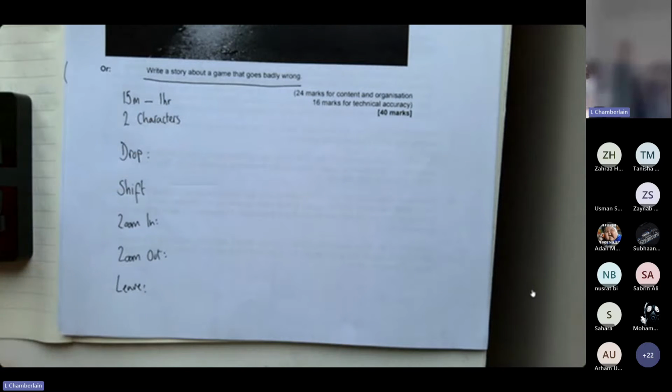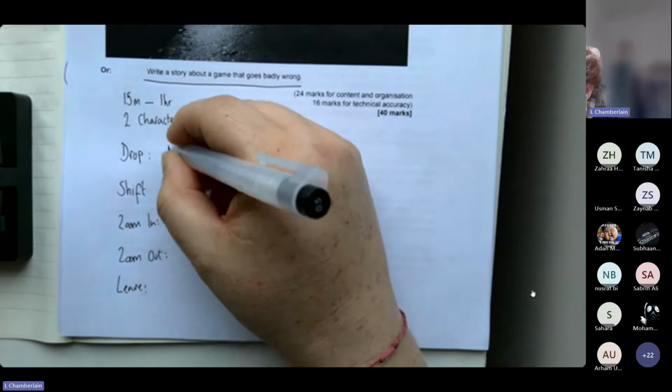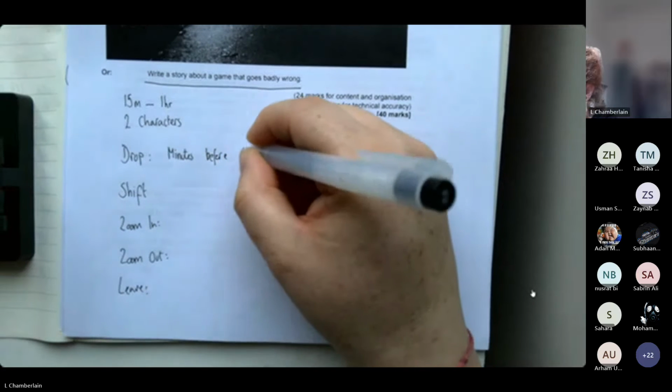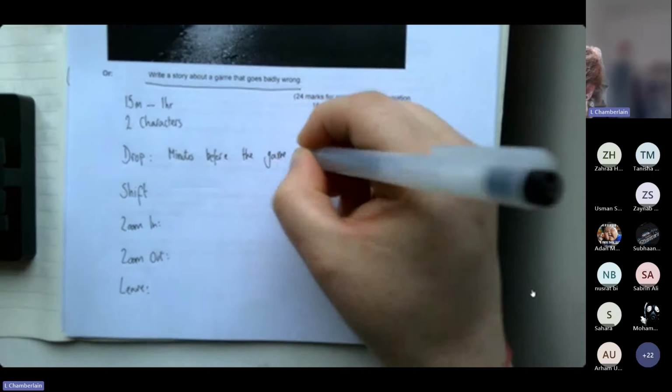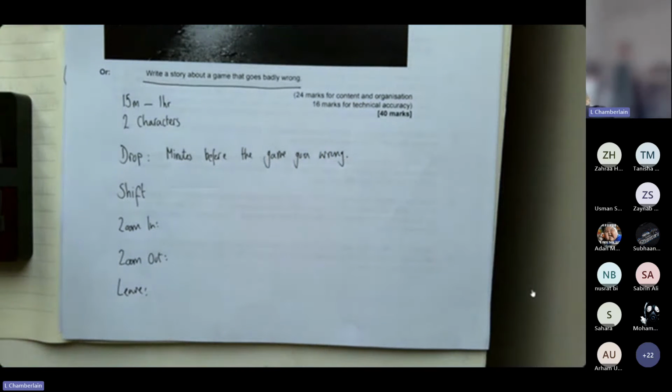So if I was going to do this story, write about a game that goes badly wrong, I'm going to drop my readers right into the middle of the action. So I'm going to do this minutes before the game goes wrong. Now, it doesn't really matter what that game is. Could be hide and seek. That's not important. What's important is how you set it up and you create this real sense of tension, this real sense of danger and dramatic urgency.